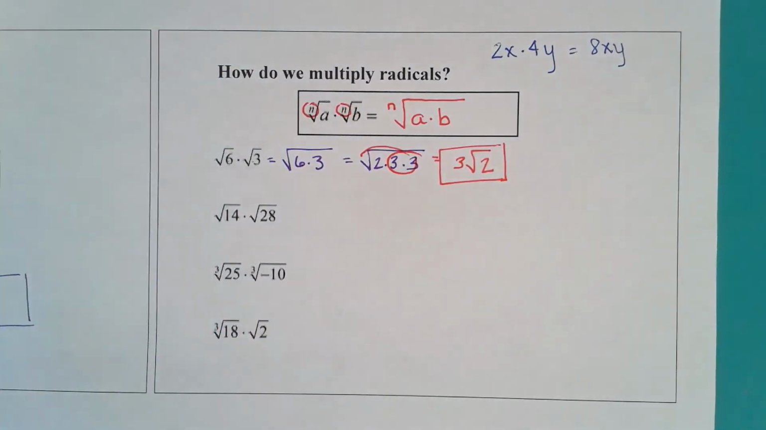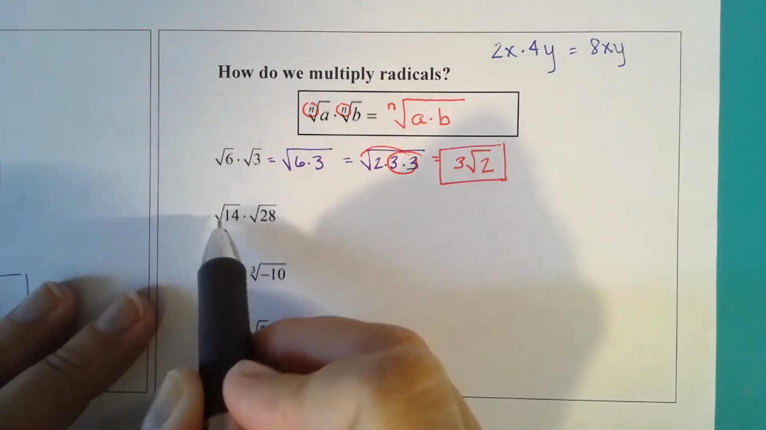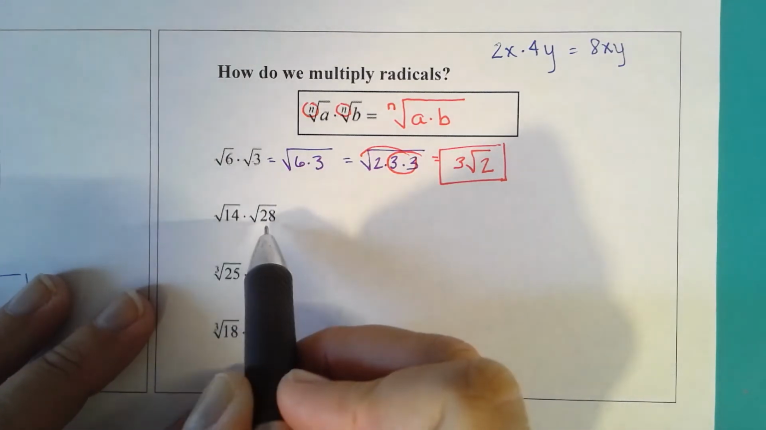So the key with multiplying radicals is you just do the multiplication inside the radical, but they have to have the same root. Same thing with this one. I've got the square root of 14 times the square root of 28.